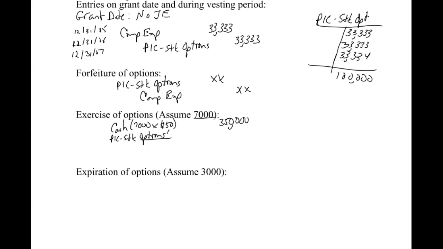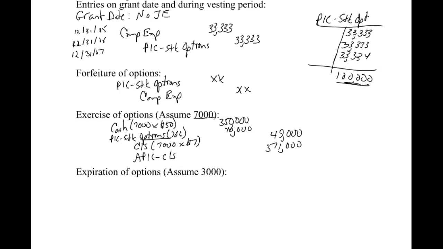So that's 70%. We have 100,000 in the paid in capital stock options account, and they're doing 70% of them, so that would be 70,000. We are issuing them common stock, so 7,000 shares of common stock. Remember, it was given in the problem that it was $7 par, so that would be 49,000. Everything else goes to additional paid in capital common stock, which would be 371.